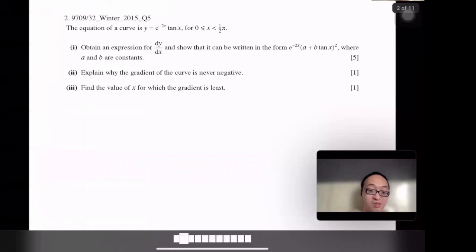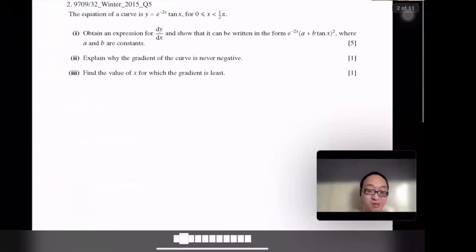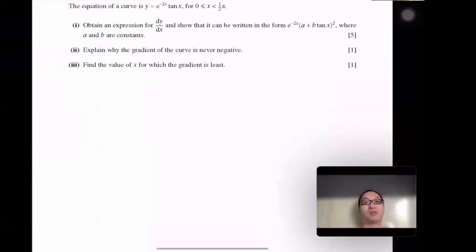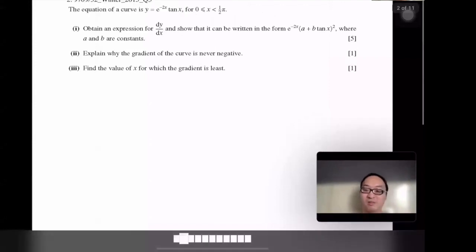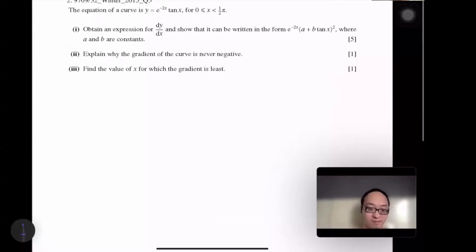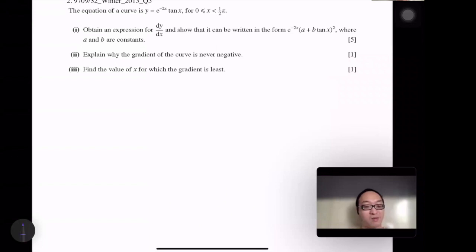Let's move on to number 2. Number 2 here, the equation of a curve is y equals negative 2x tangent x for x between 0 and pi over 2. Obtain an expression for dy/dx and show it can be written in the form of that, where a and b are constants.